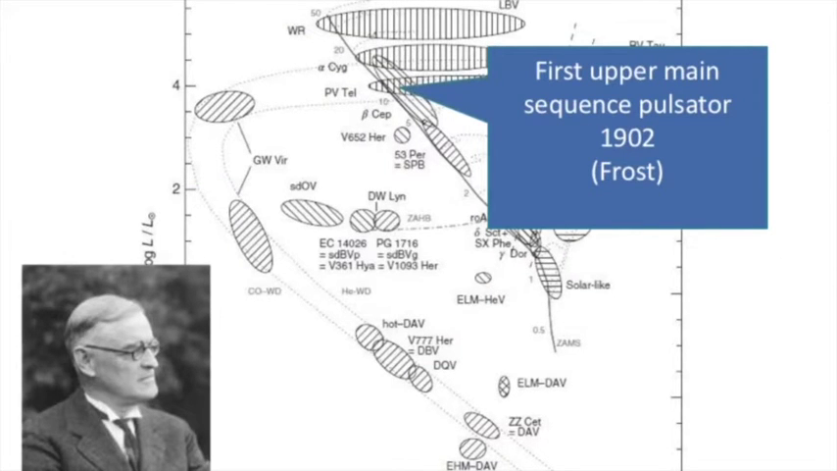The first main sequence variable star was found before it was known there was a main sequence. This is 1902, and by Edwin Brant Frost up at Yerkes Observatory. And I think they found Beta Cephei to be a variable. And I think this was also the first class of variable stars to be discovered spectroscopically before its photometric variability was found. These are upper main sequence pulsators.